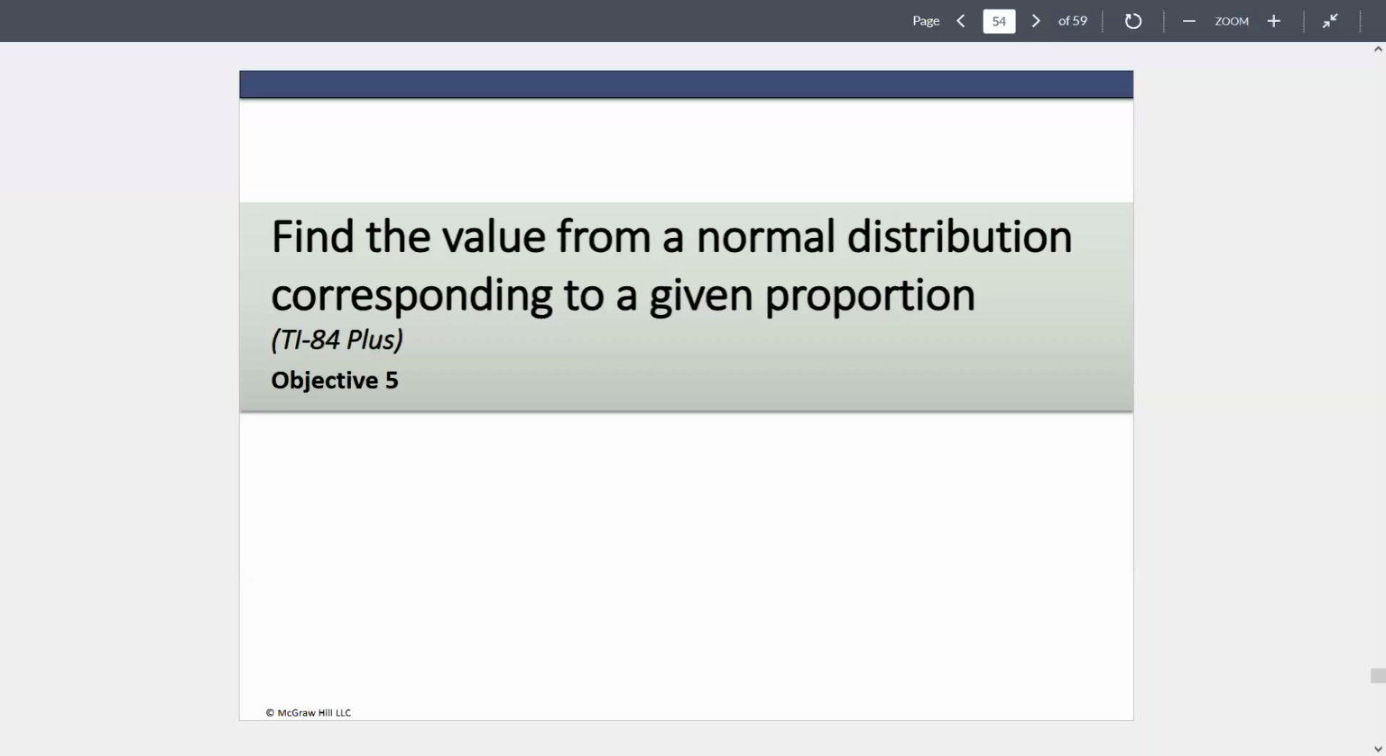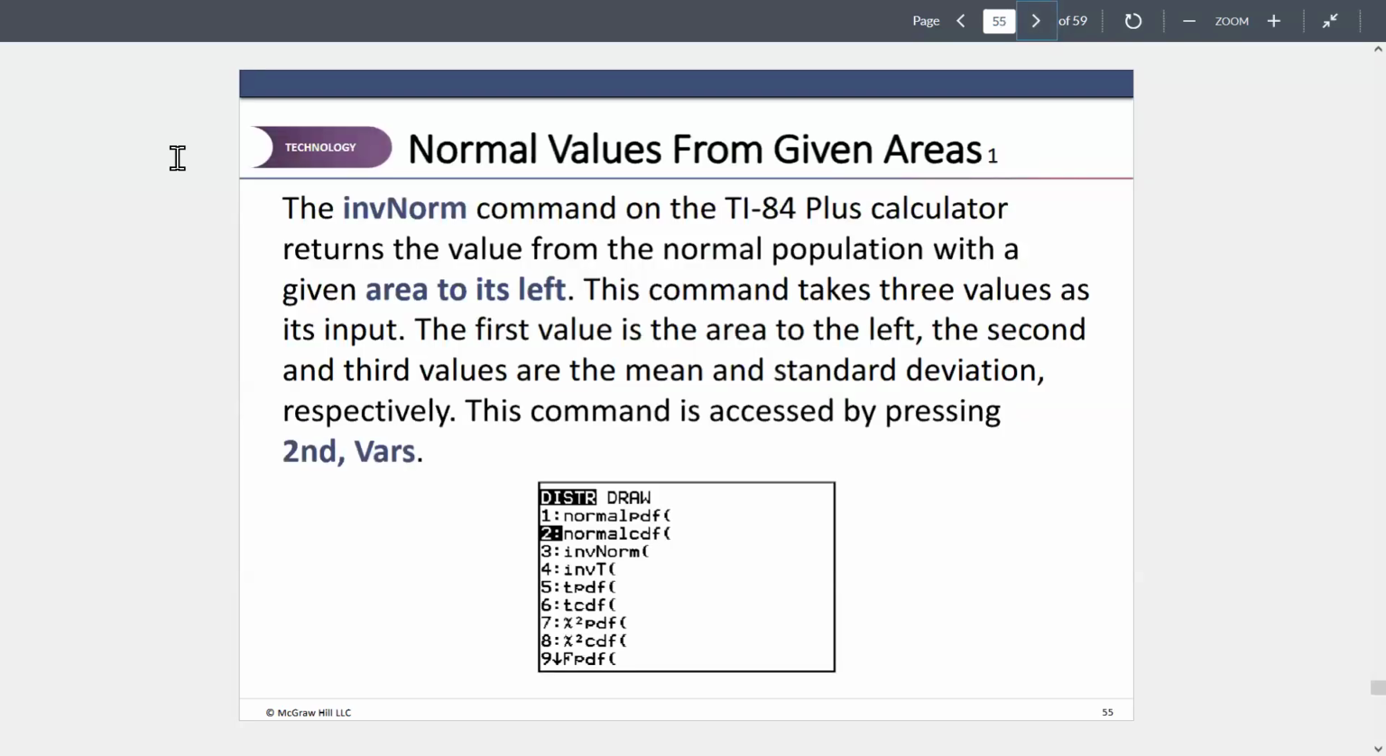All right, so we're going to do some of those same problems again, going backwards and finding the X value, but this time we are going to use the TI-84. The invNorm command on your TI-84 Plus returns the value from a normal population with an area given to the left.